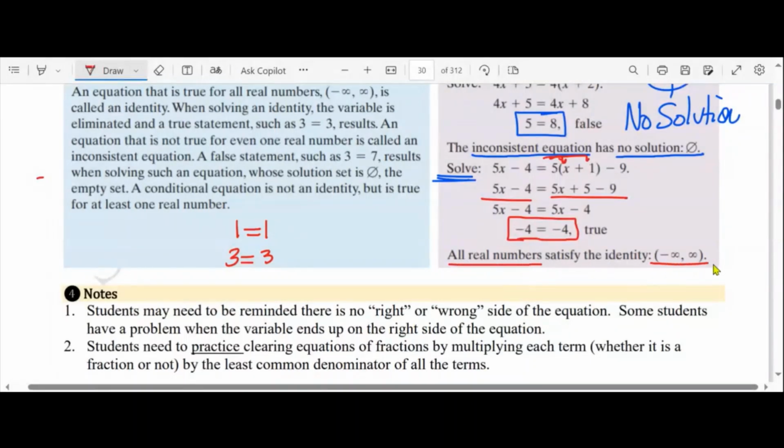So your answer is going to be from where to where? Negative infinity to infinity. In this case you write down an identity. It means from negative infinity to positive infinity are your solution. Any number, it could be 10.